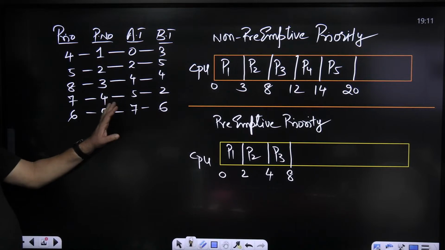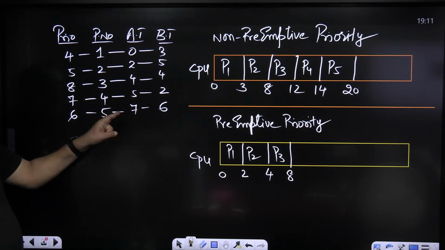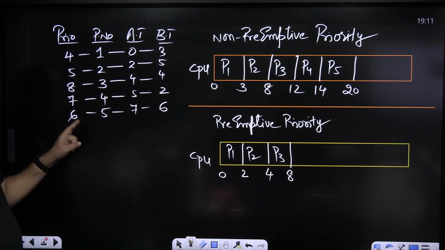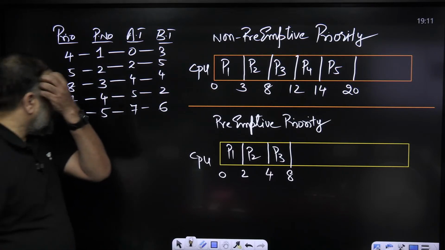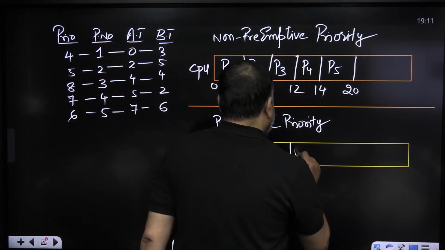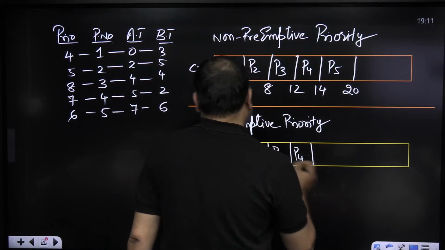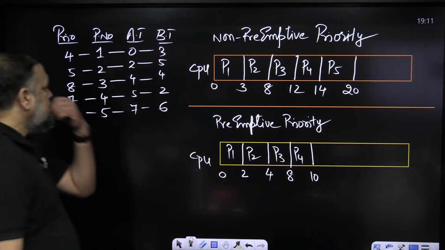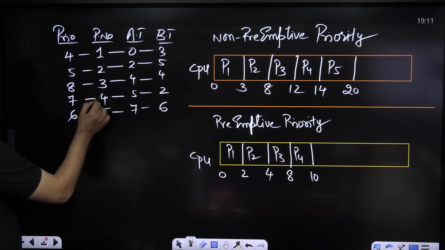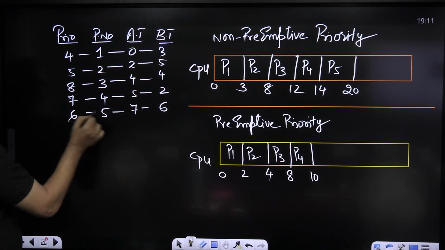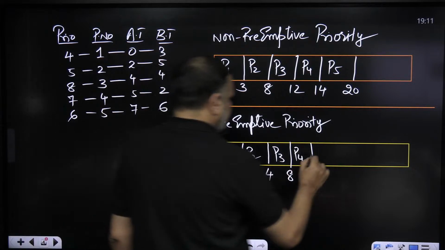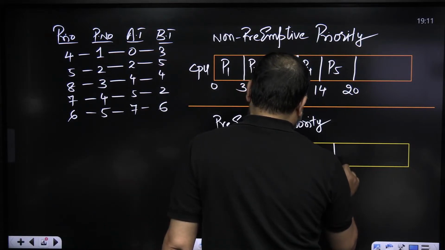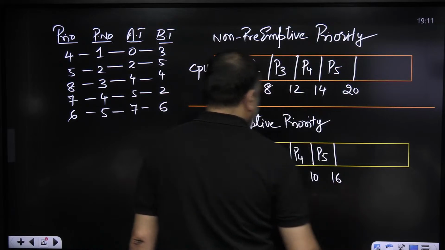Now by this time all remaining processes have arrived. So now we have to select the process whose priority is highest. So process P4 has the highest priority. After P3, P4 will run non-preemptively because no new process is coming. So it is going to complete at time 10. Now after P4, the next highest priority after 7 is 6, that is P5. P5 will also run for 6 units and complete at 16.